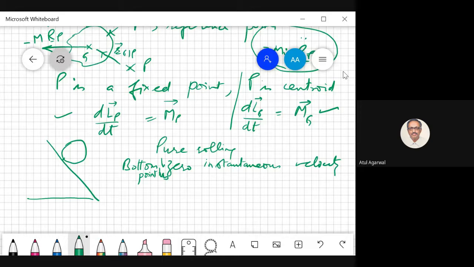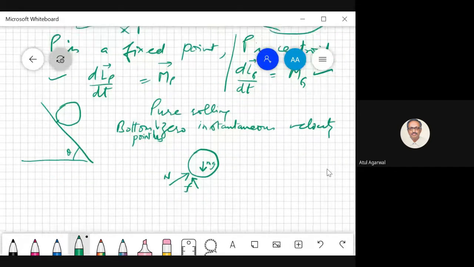Okay. Now, if we draw the free body diagram of this cylinder, you have a weight, we call it W or mg. Then there is a normal force that is exerted by the surface onto the cylinder. Then there is a frictional force. So this is a frictional force. Can you say frictional force is mu into N?